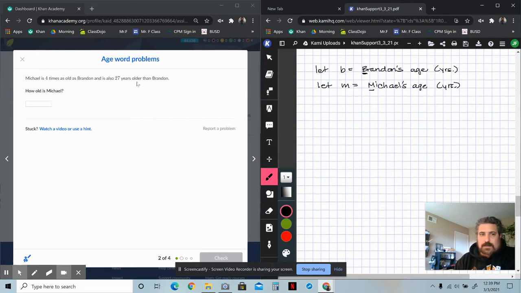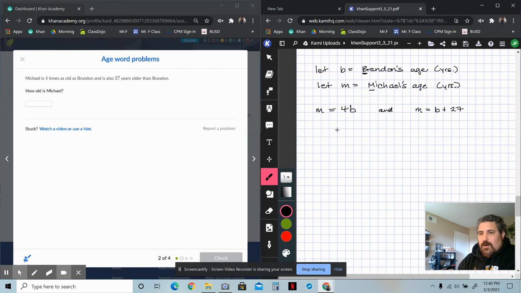So let's just translate this sentence. It says Michael is 4 times as old as Brandon. Okay, so that means that Michael, M, is equal to 4 times Brandon's age, right? Because he's 4 times as old as Brandon. M is equal to 4B, okay? The other thing that must be true is that he is also 27 years older than Brandon. So we know that Michael is 4 times Brandon's age, and he's also 27 years older than Brandon. So that means that Michael also equals Brandon's age plus 27. Okay? So these are the two statements that we have from our sentence here, right? Michael is 4 times as old as Brandon: M equals 4B. And he's also 27 years older than Brandon: M is equal to 27 plus B.